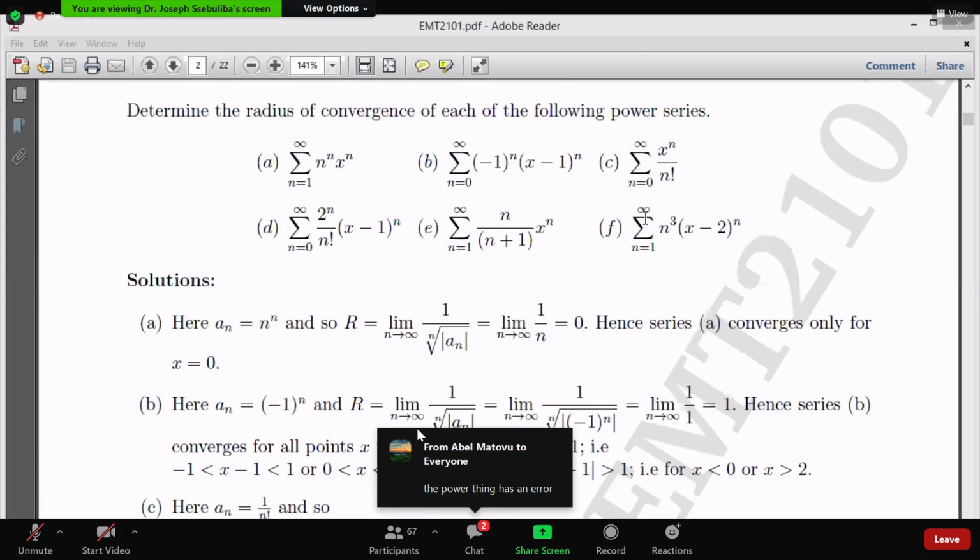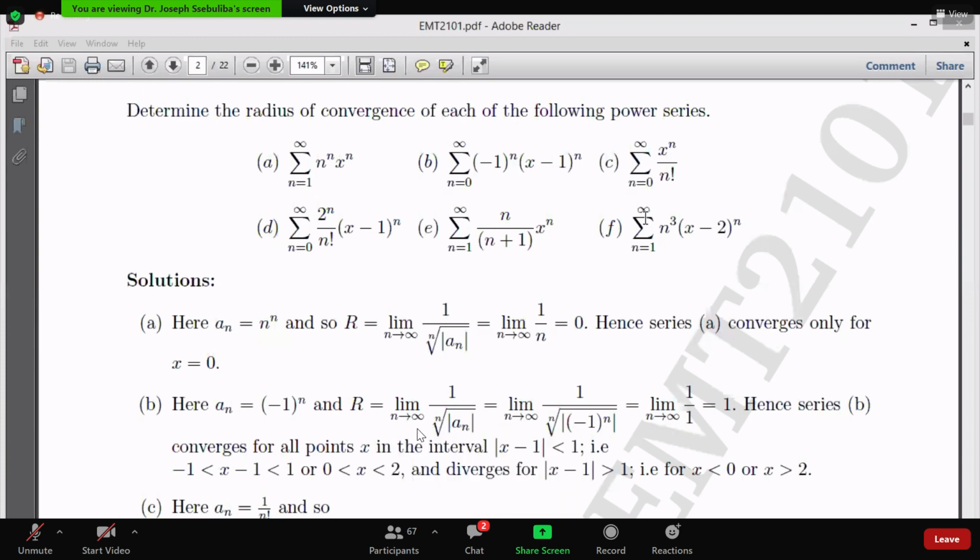Okay, the power thing has an error. About which power thing? Matovu says the power thing has an error. I don't know which part. Matovu, I wish you could direct me. Which power thing? Like the one where you say n power n? Which number are you talking about?